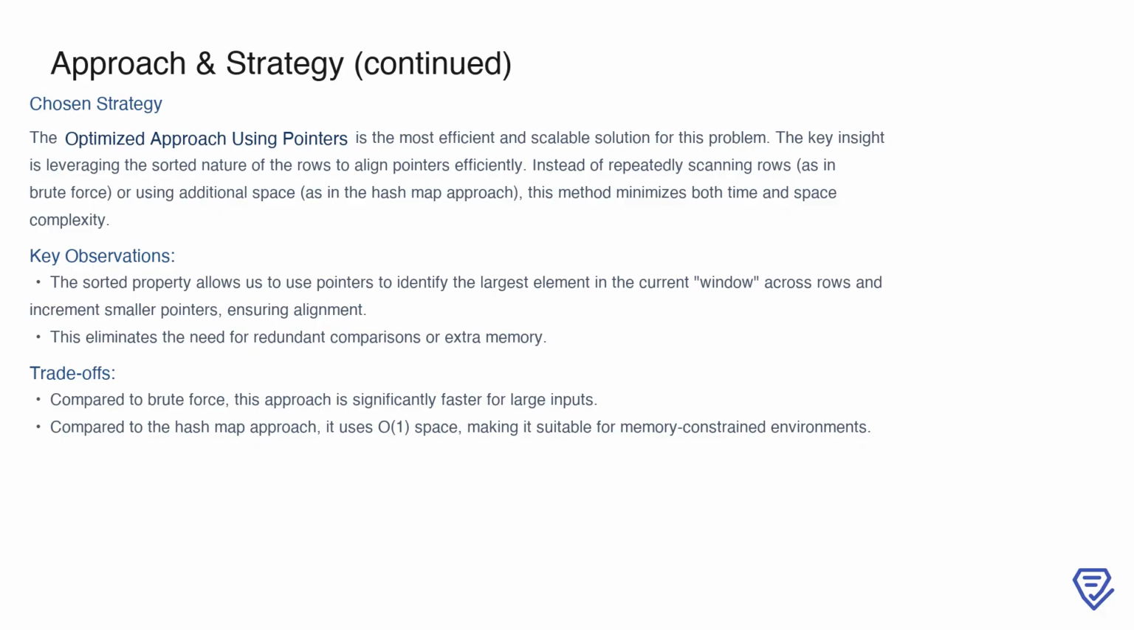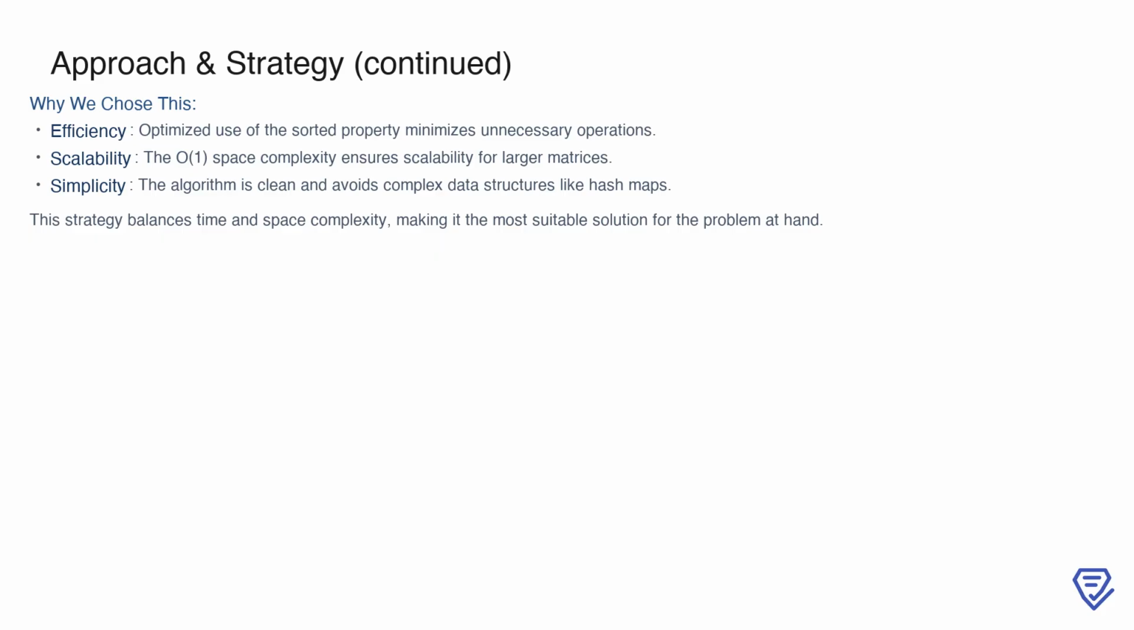While this approach has trade-offs, such as requiring multiple passes through the rows in the worst case, it significantly outperforms brute force in terms of speed and avoids the memory overhead of hash maps, making it the best choice for large inputs. The decision to choose the pointer-based approach is driven by its efficiency, scalability, and simplicity. By leveraging the sorted property, we minimize unnecessary operations and align elements systematically. Its O(1) space complexity ensures it scales effectively even with larger matrices, where memory usage can become a bottleneck.